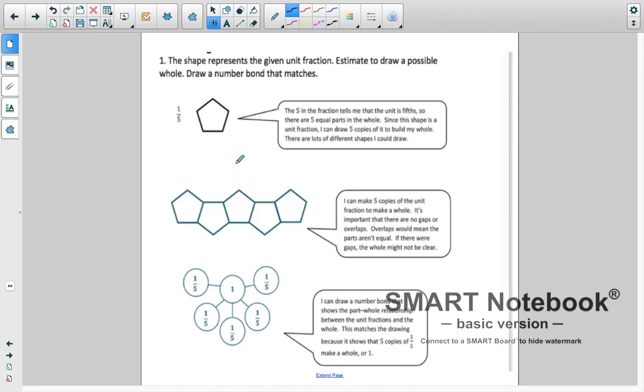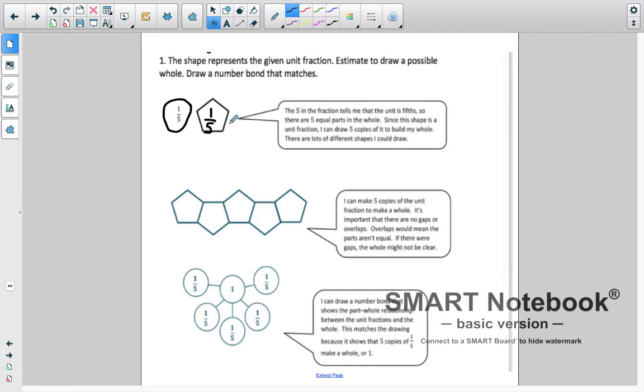So number 1 says the shape represents the given unit fraction. Estimate to draw a possible whole. Draw a number bond that matches. So here's the shape. The unit fraction for the shape is 1/5. So this whole entire shape is going to equal 1/5.